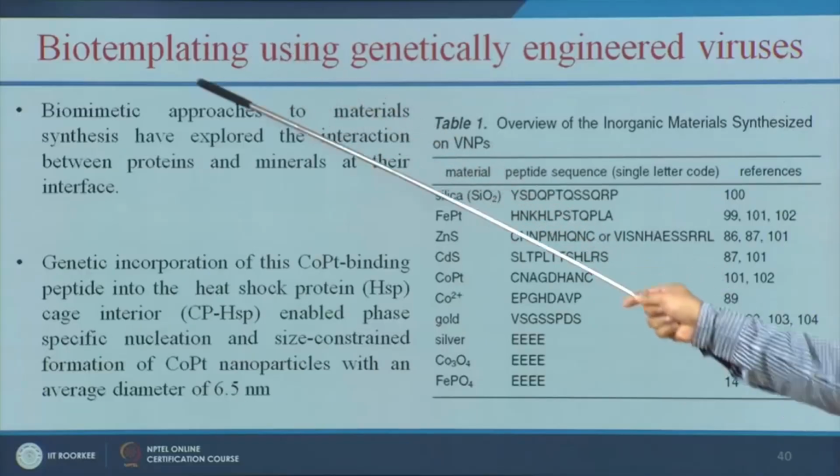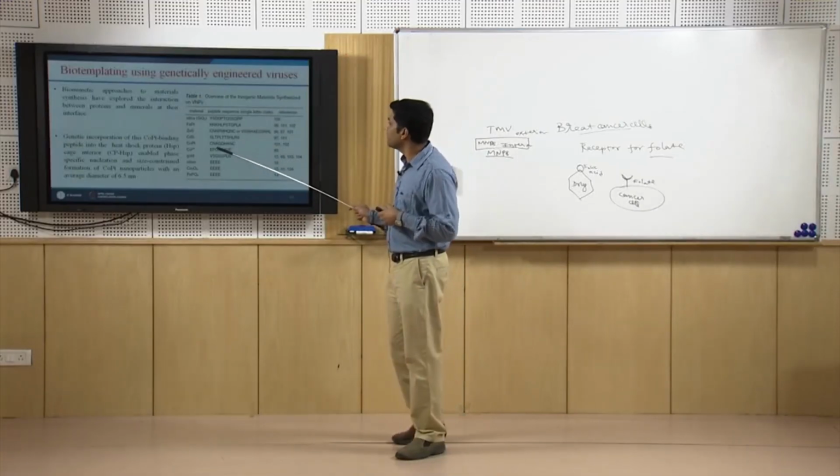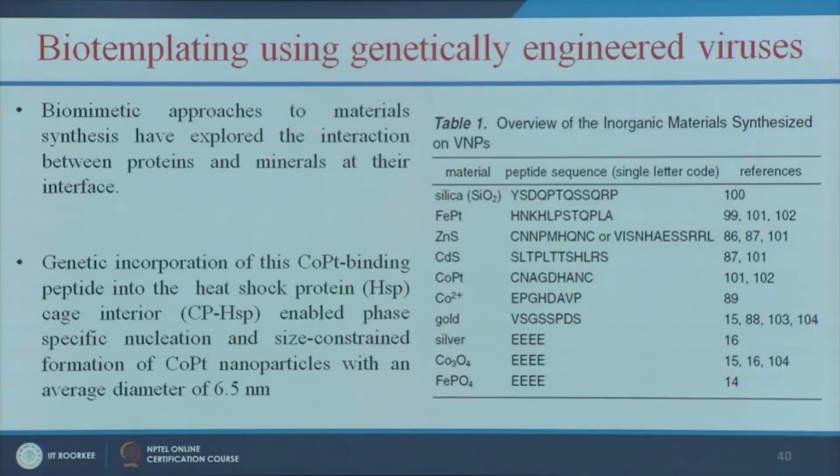And we can also enhance this biotemplating property by using a genetically engineered virus. Genetically engineering means you are modifying the genetic components like DNA or RNA of the virus. For example, if the virus is expressing this kind of peptide sequence, it is more specific for the silver nanoparticle, and if your virus is expressing this kind of peptide, it is more specific for gold. So we can modify the virus by genetic engineering and make it for further applications.